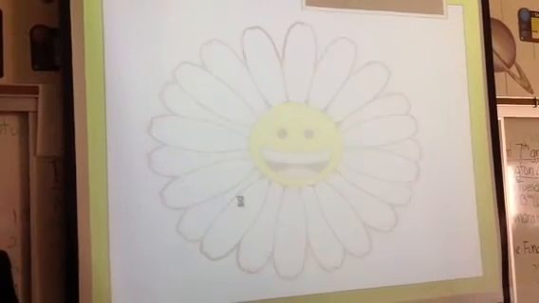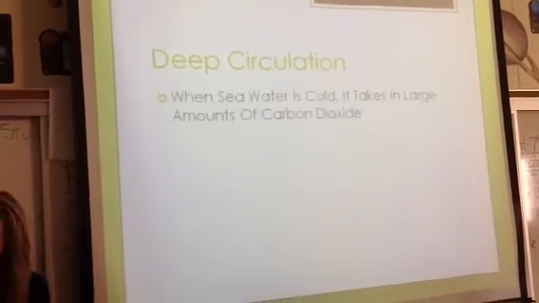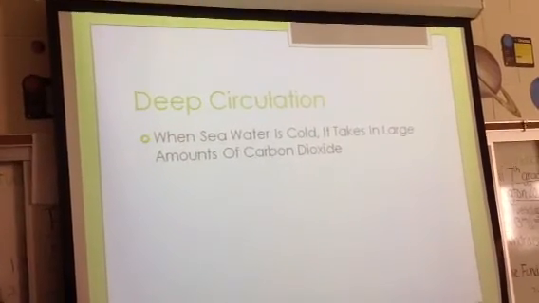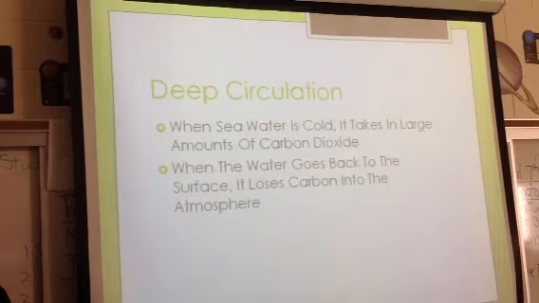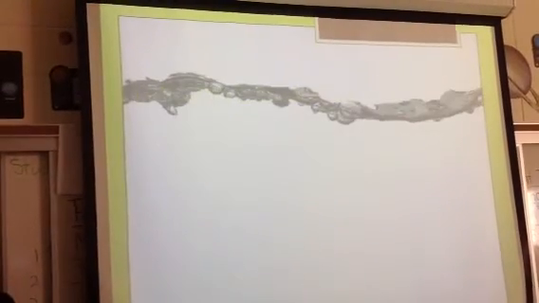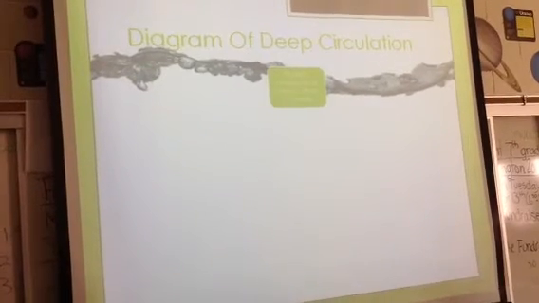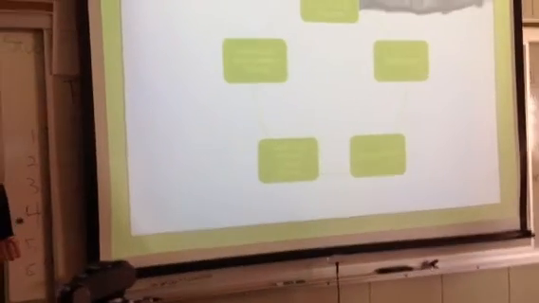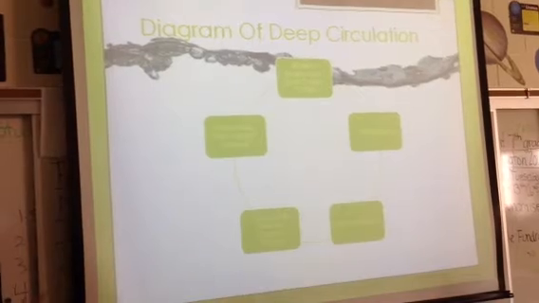The next one is deep circulation. I'll slow down. When water in the ocean or a sea or a lake gets cold, it takes in lots of carbon dioxide from the bottom of the ocean. When the water goes back to the surface, it loses carbon into the atmosphere. This is the diagram of it. Water heats and loses carbon dioxide at the surface. Water sinks, hits the sea floor, picks up carbon dioxide, and then goes back up to the surface. So that's a diagram of deep circulation.